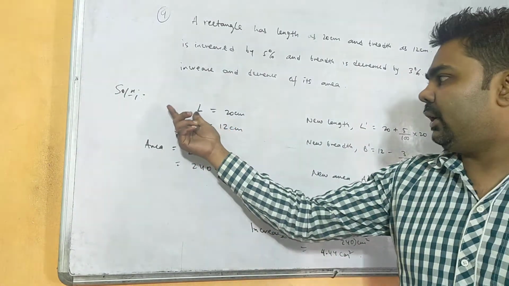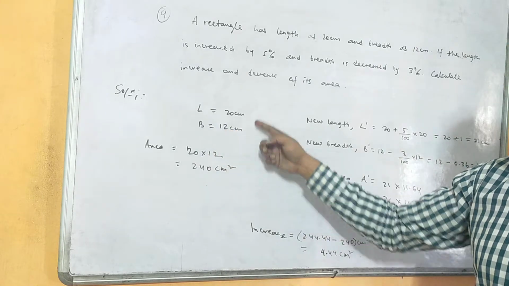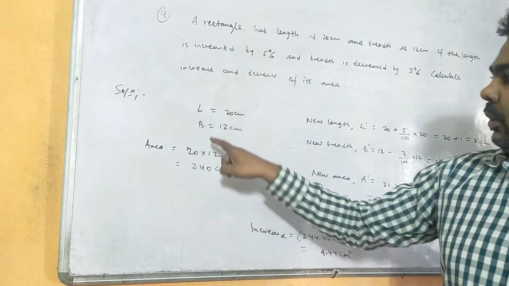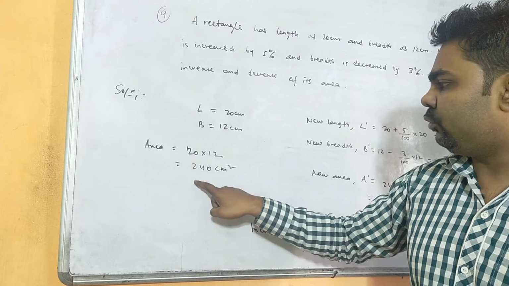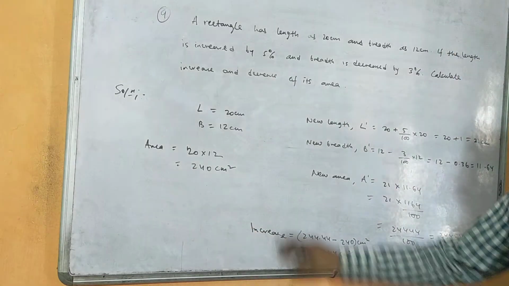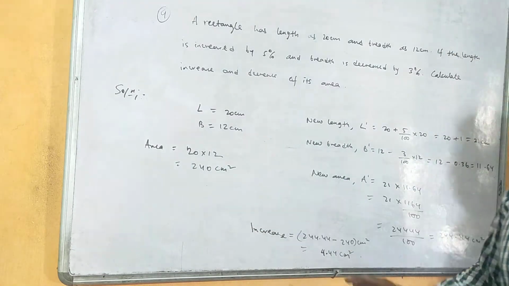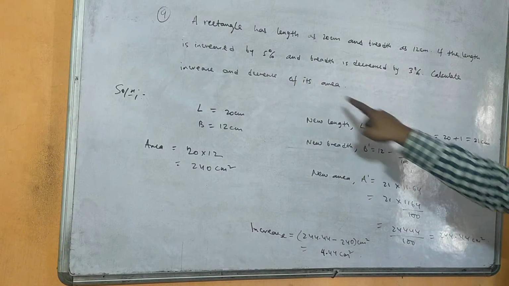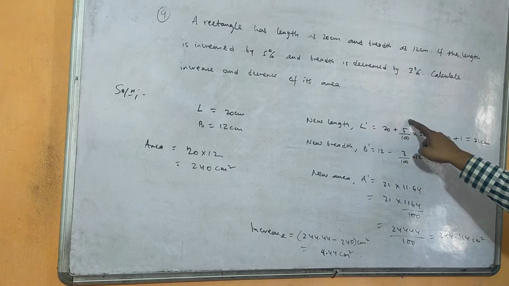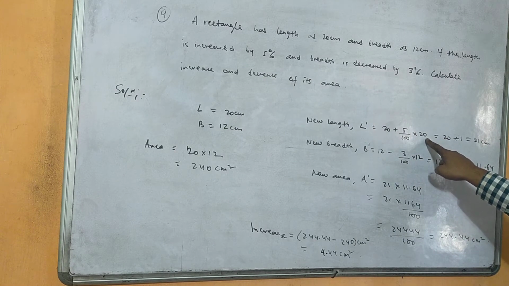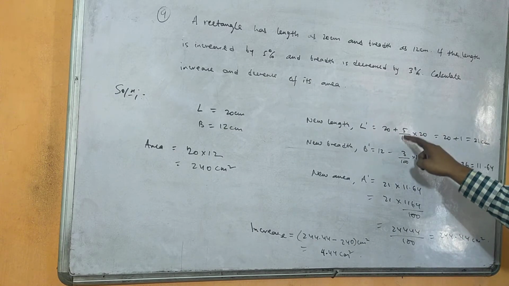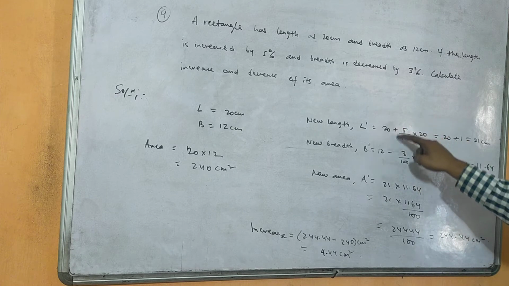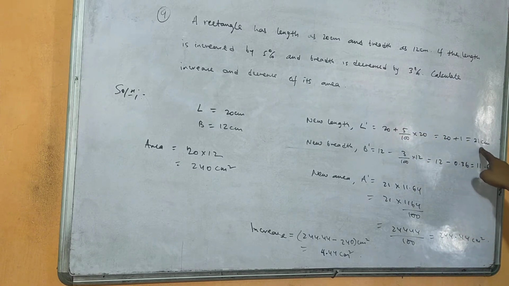So I noted down here L 20 cm, B 12 cm, that is the initial dimension. So what will be the initial area? 20 into 12, that is 240, right? Centimeter square. Now the new length. What is the initial length? 20. How much is it increased? 5%. So 20 plus 5 by 100 into 20. So 5 20s are 100, 100 and 100 will get cancelled. What will we get here? 1. So 20 plus 1, 21.